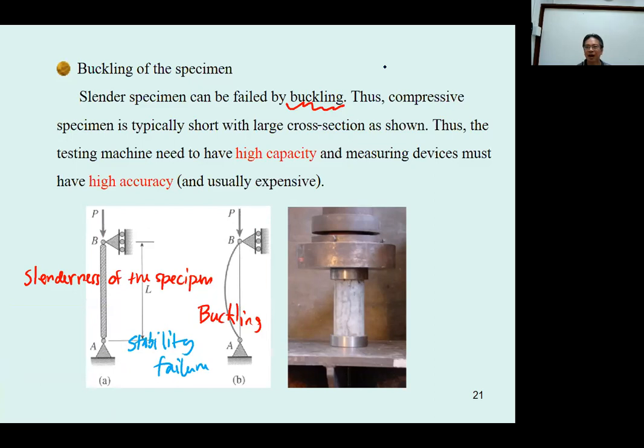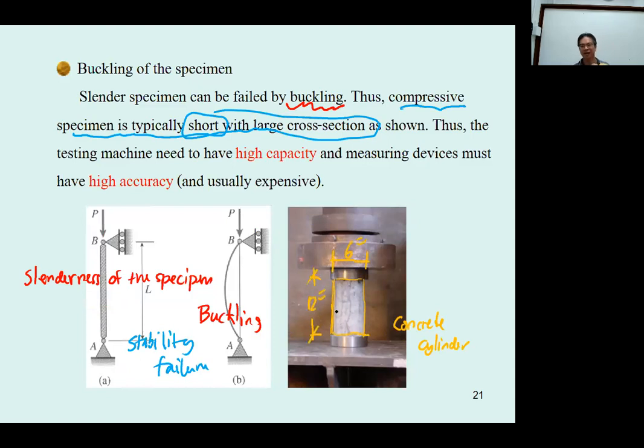So the compressive specimen typically has a short length with a large cross section, like this one for the concrete. This concrete cylinder has a 6 inch diameter and a length of 12 inches. This is specified by the ASTM and the TIS as the standard, to make it quite short to prevent stability failure of the specimen.